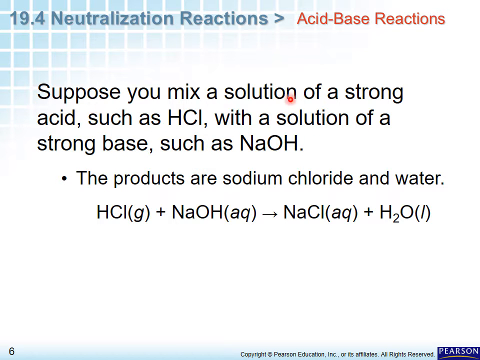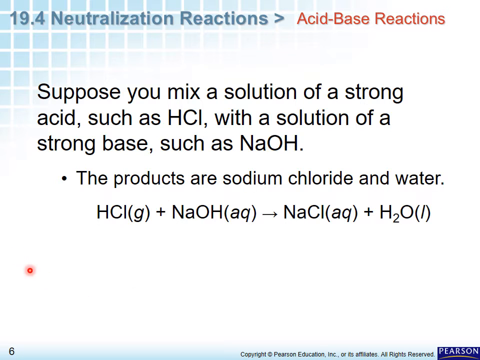Suppose you mix a solution of a strong acid such as HCl, hydrochloric acid, with a solution of a strong base such as NaOH, which is sodium hydroxide. The products are sodium chloride and water. You can see here HCl reacts with NaOH, arrow, gives NaCl, which is sodium chloride, and H2O, water.